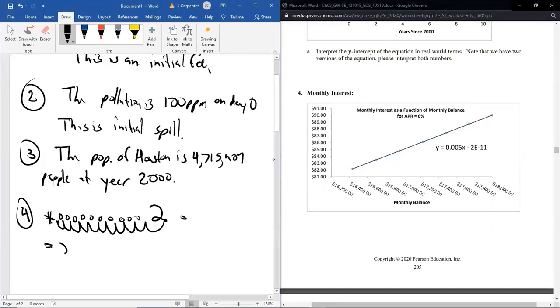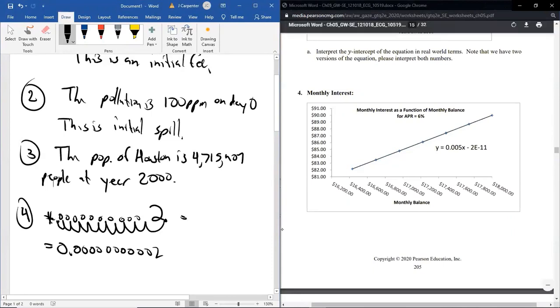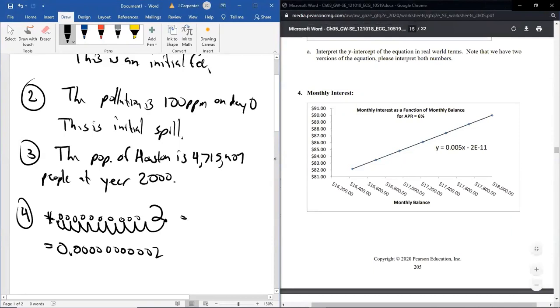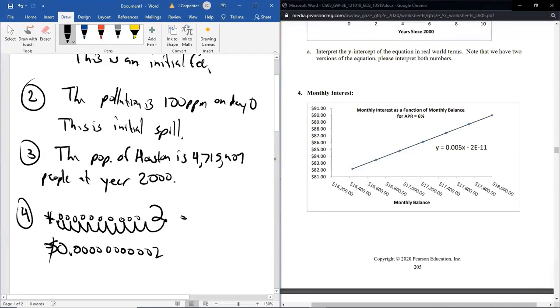So that's 0.000000, that's 6, 7, 8, 9, 10, 2. That is the initial amount. Now this Y, this output is in dollars. So this is $1. I don't want to have to write that number again. So this is the interest on the initial amount on the bottom based on monthly balance. So that would be on $0 invested.